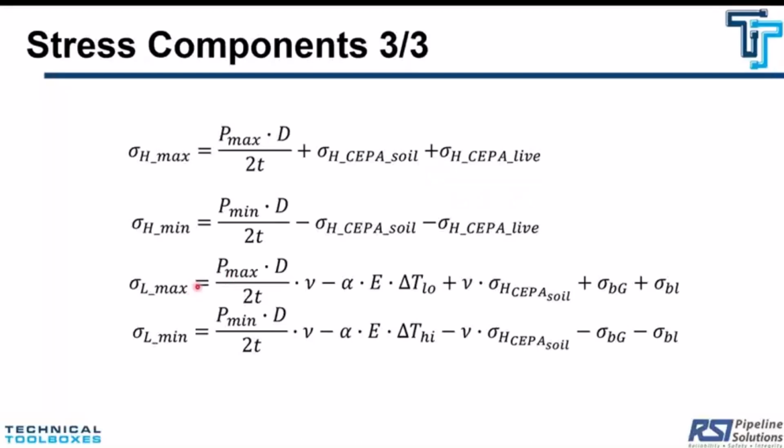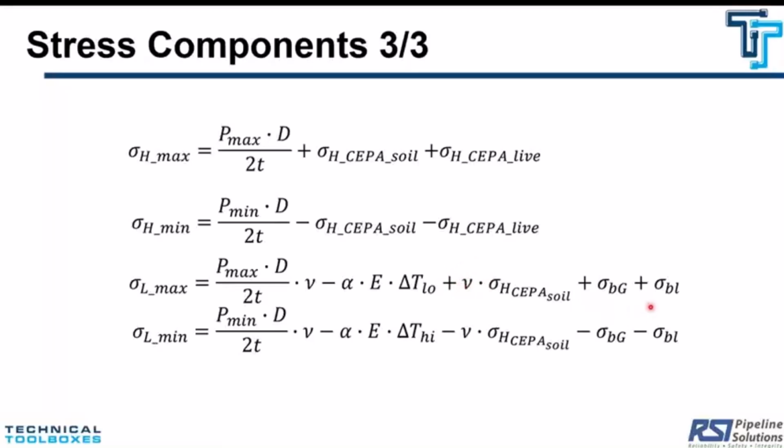And similarly for the longitudinal stress, we have the Barlow component from the Barlow's equation from pipe internal pressure. Here we have the thermal stress, right? This is alpha E delta T. Alpha is the coefficient of thermal expansion. E is the Young's modulus. Delta T is the temperature differential. Then we have another component from soil overburden, and new here is Poisson's ratio.